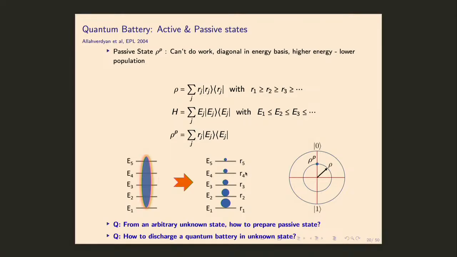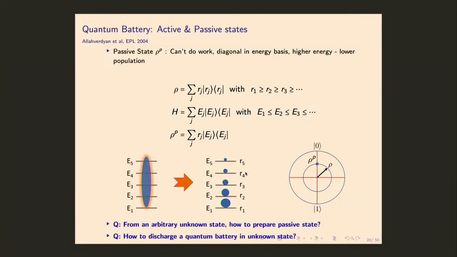They can't do work and they are diagonal in the energy basis, and the populations are distributed such that the higher the energy, the lower the population. So that cannot give any energy. This is an active state, that can give energy. Ultimately, it can go to the passive state, and then onwards, no energy can be further extracted by unitary means. Of course, by non-unitary means you can still extract. No unitary operation can further reduce the energy, it can only increase the energy. That's called the passive state.